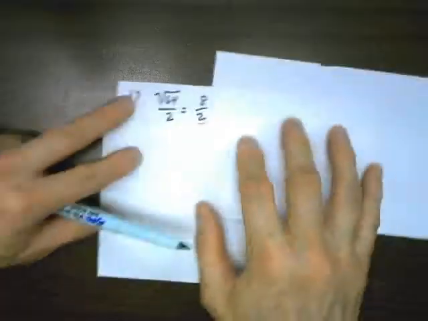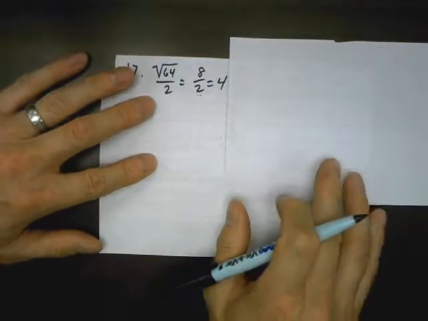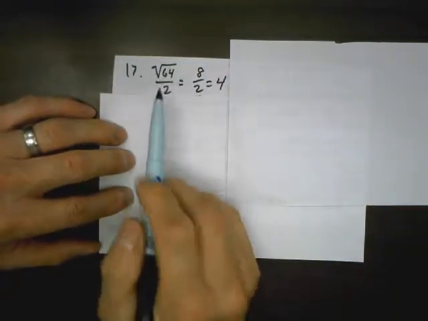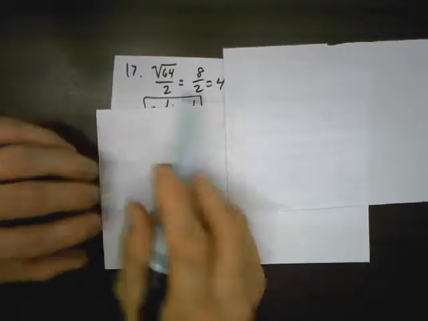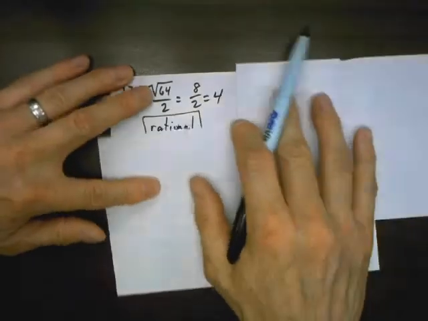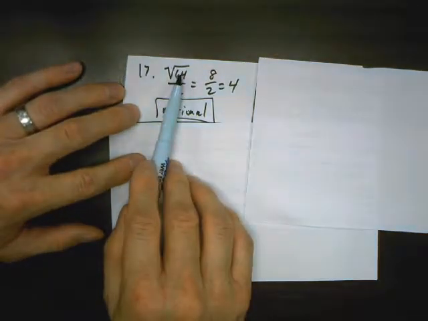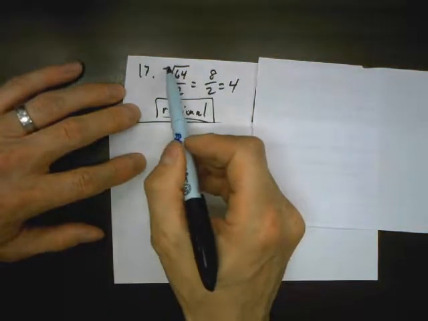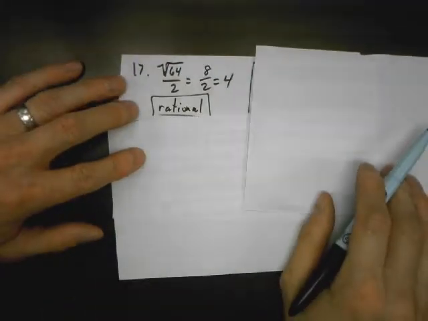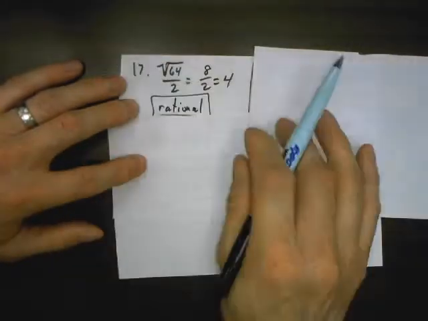Number 17 says, state if the number radical 64 over 2 is rational or irrational. Well, if you can simplify that square root, that radicand, then it's rational. So that's a perfect square, 4, so it has to be rational. Now, a number inside a square root is called a radicand. If that is not a perfect square, then it's an irrational number. If it is a perfect square, it's rational.